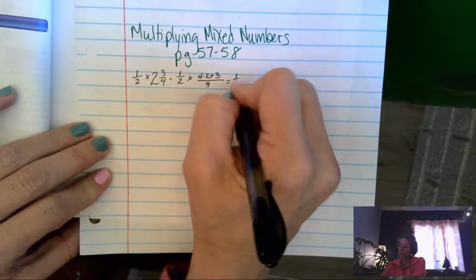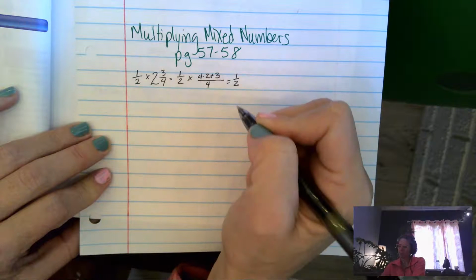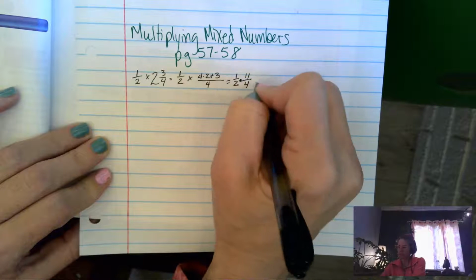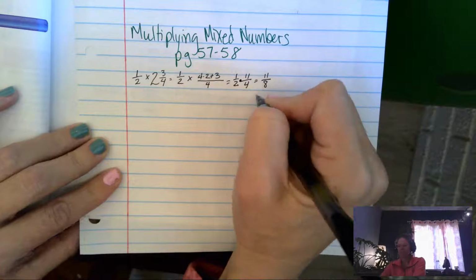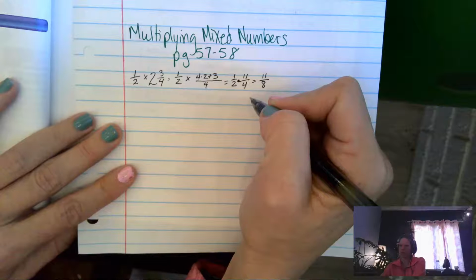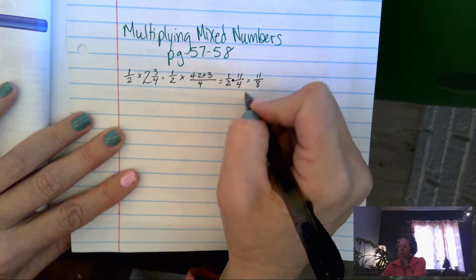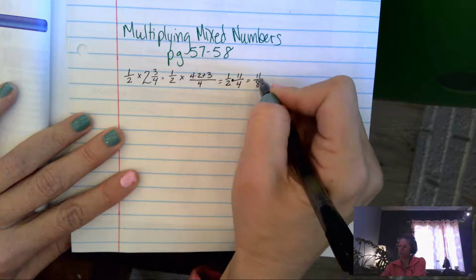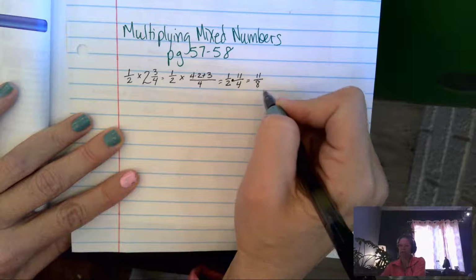You don't have to write out this step right here if you don't need to. That's okay. Eventually, everybody will get to the point where they don't need to. But if you need that step, do that step so that you can keep everything in your brain from turning into mush. So then we just multiply our pieces. We multiply our numerators. 1 times 11 is 11. 2 times 4 is 8, and we end up with 11/8.